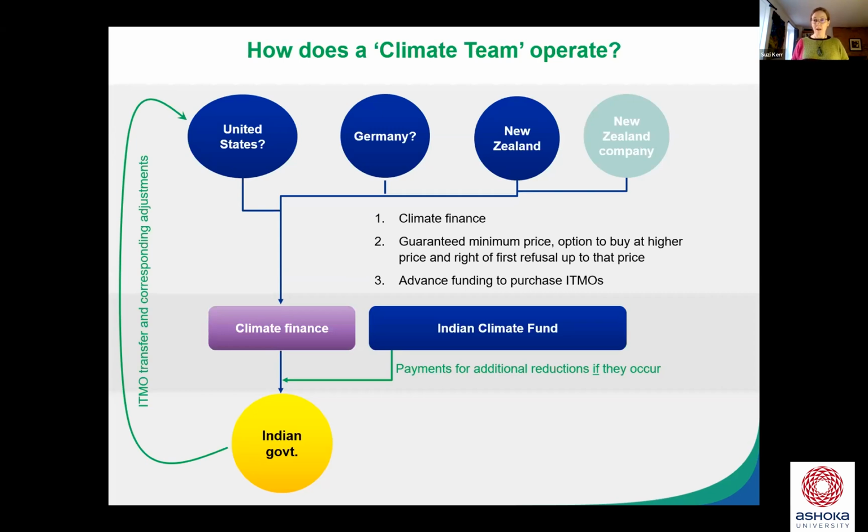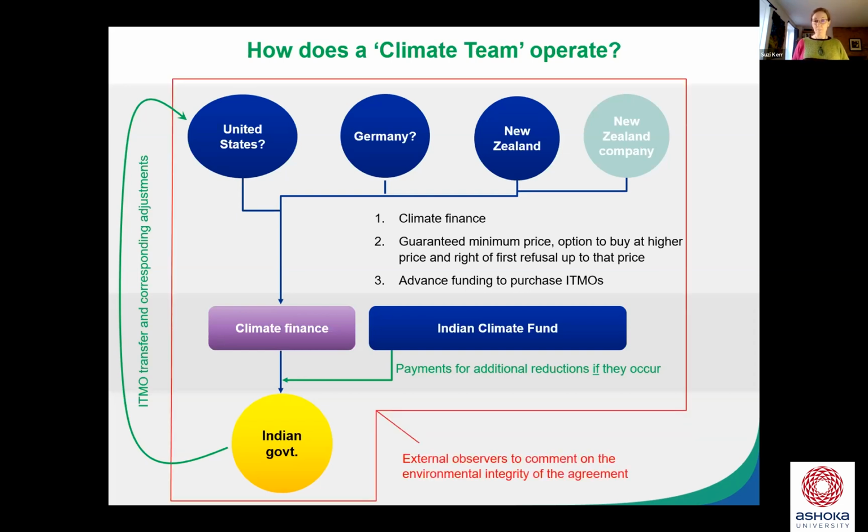But one final problem remains, is that the US and Germany and New Zealand and India could all get together and make a crediting baseline that is weak, maybe not pay as much attention as they should to the quality of monitoring, because the partners want to buy, the Indian government wants to sell, and so there is an incentive on all of us to make these agreements less high integrity than we really want them to be. So we need some sort of external observer mechanism to make sure that we are making the integrity of this agreement appropriately high.